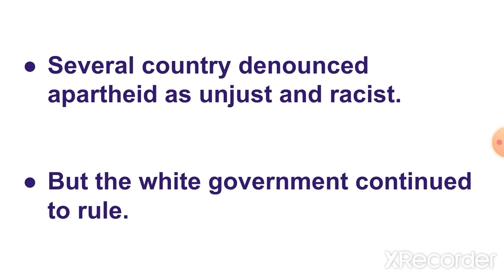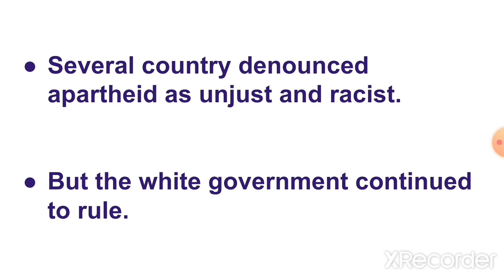But in spite of this opposition, the white government continued to rule, by detaining, torturing and even killing thousands of blacks. They continued ruling the blacks. They not only killed the blacks, but they also killed coloured people. They continued their rule.